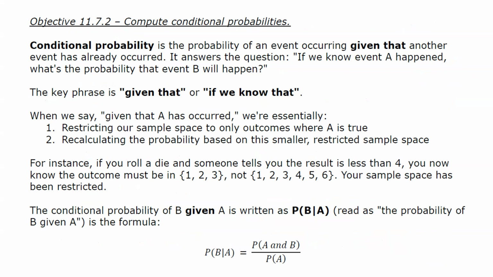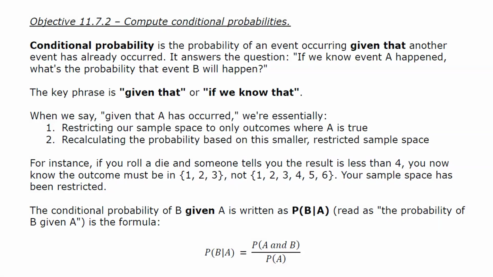Objective 2, compute conditional probabilities. So conditional probability is the probability of an event occurring given that another event has already occurred. It answers the question, if we know event A happened, what's the probability that event B will happen? The key phrase is given that, or if we know that. So when we say given that A has occurred, we're essentially saying that we are restricting our sample space to only outcomes where A is true. We're recalculating the probability based on this smaller restricted sample space.